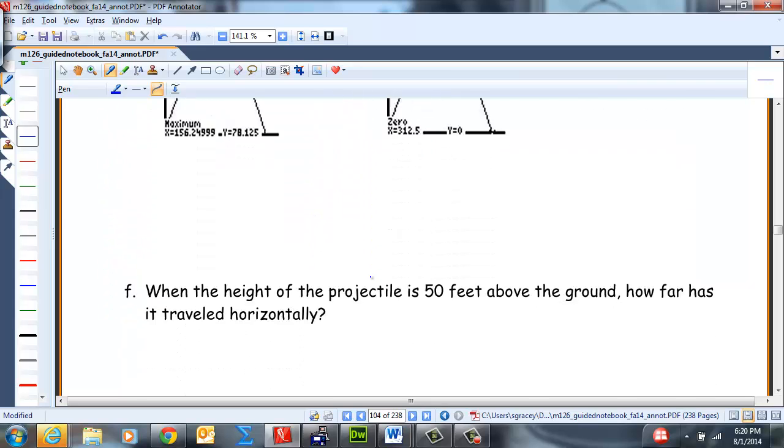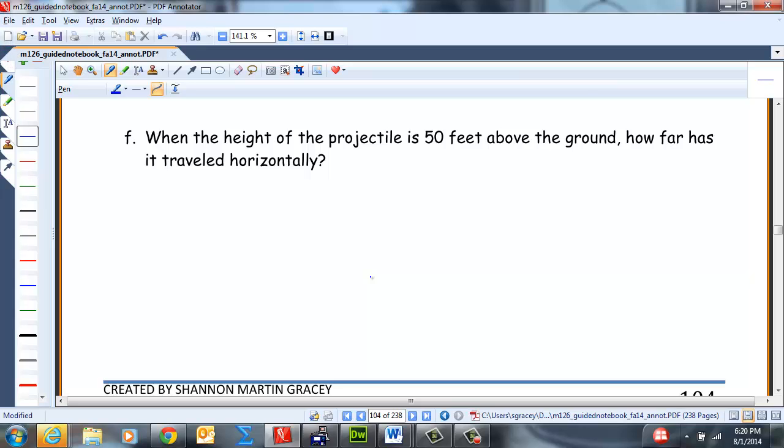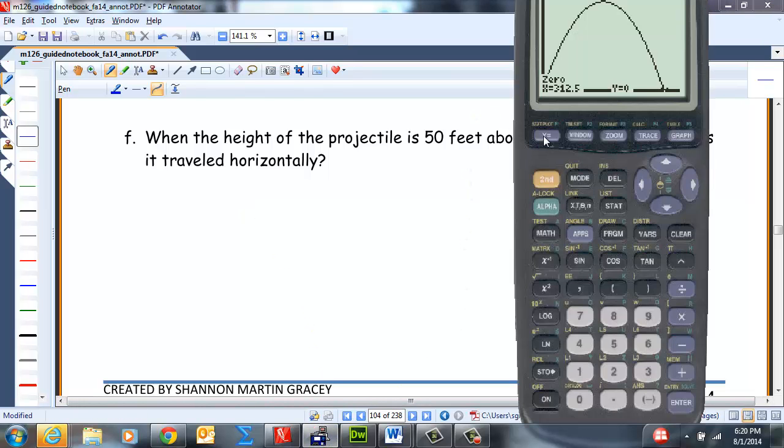Okay, so now, when the height of the projectile is 50 feet above the ground, how far has it traveled horizontally? So now what we need to do is there's a couple ways you can do this. I'm going to go ahead and graph a horizontal line of y2 equal to 50. So then, if you graph this, what you can do is find those intersection points. So if you go to second, calculate, intersect, then we have two spots where it happens. So we'll get more nearby. So enter, enter, enter. And we get an intersection when x is 62.5, y is 50.